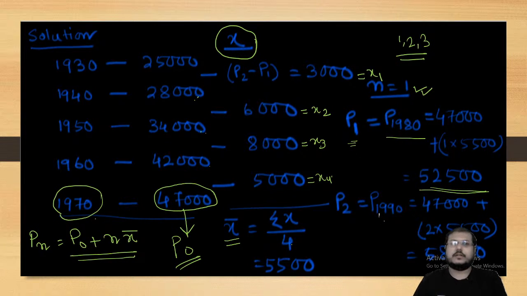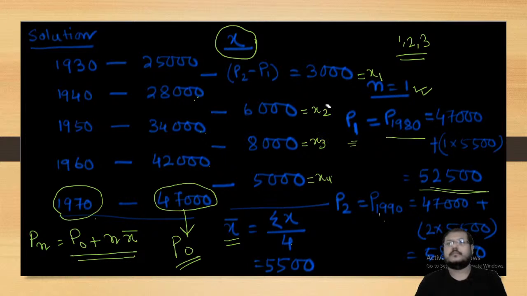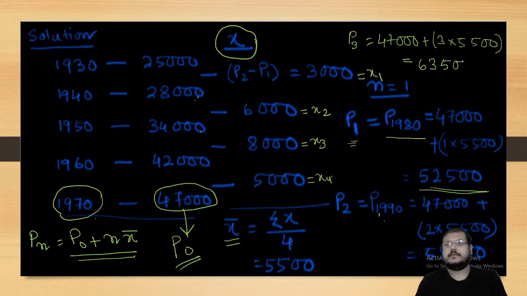Similar fashion, if you go for P3, what will be the thing? P3 will be P naught, which is 47,000, plus N, which is 3, into 5,500. The answer will be 63,500. That will be your P3 value. Okay.